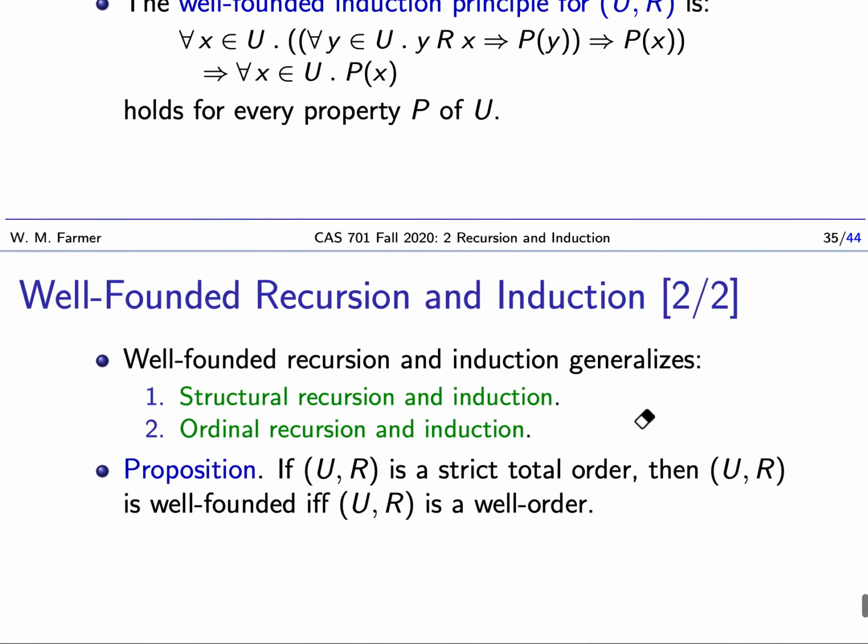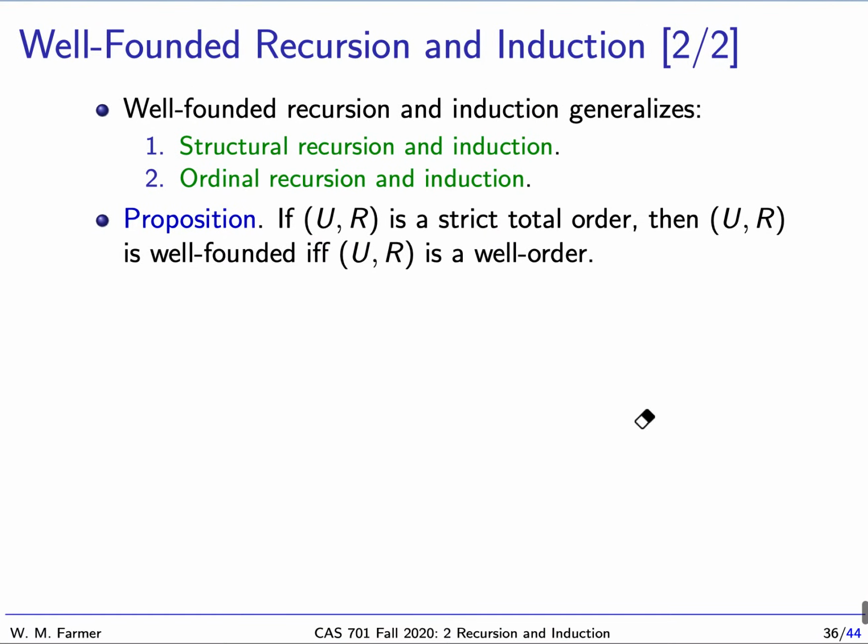Now, well-founded recursion and induction generalizes structural recursion and induction, and it generalizes ordinal recursion and induction. So, let's say structural recursion and induction is probably the most useful kind of recursion and induction for people doing computing, but occasionally we can have complicated situations where ordinal recursion and induction is useful. But the general concept, the concept that includes both of these, is well-founded recursion and induction.